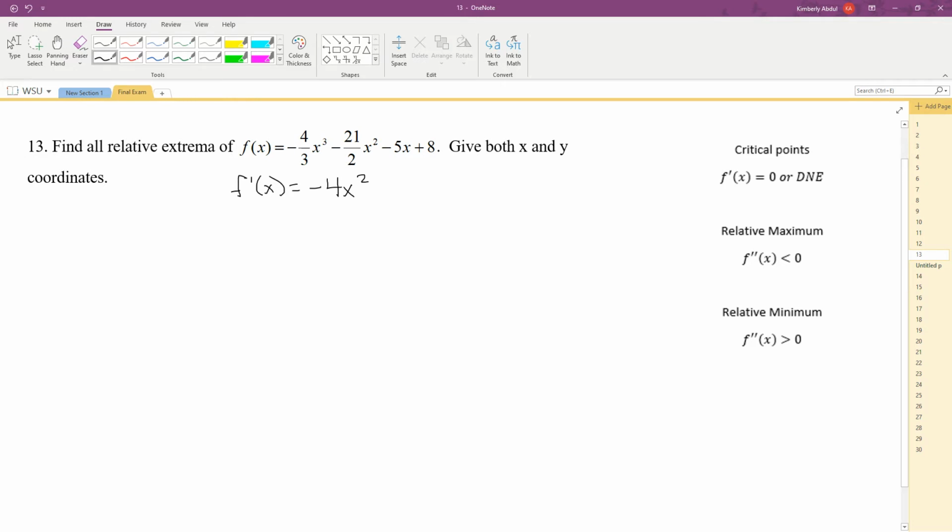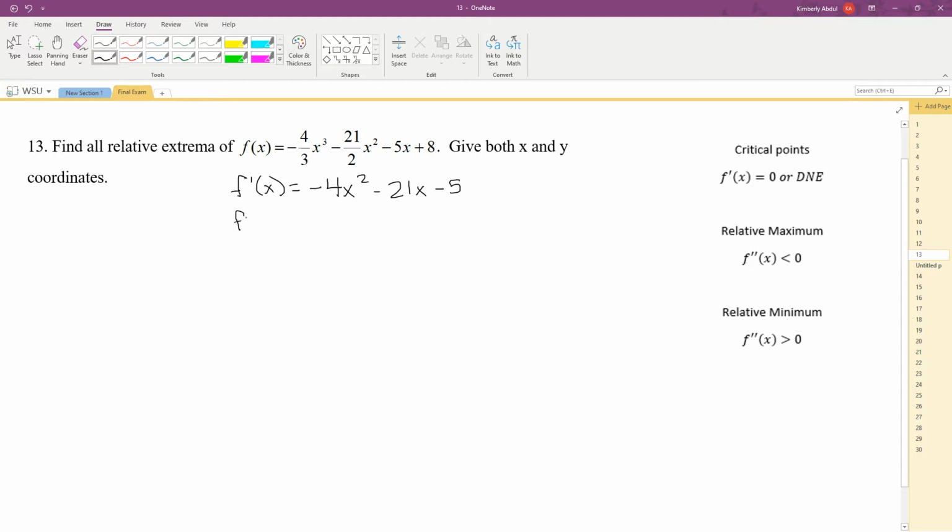And then same idea here. Multiply by the exponent. So negative 21 over 2 times 2 is negative 21. And then x, and I'm going to reduce this exponent by 1, which is just going to be 1, which I do not need to write. And then I'm going to take the derivative of negative 5x. So negative 5 times 1 is negative 5. And then the exponent of 1 gets reduced to 0, so I don't need to write it. And then the derivative of a constant is 0.